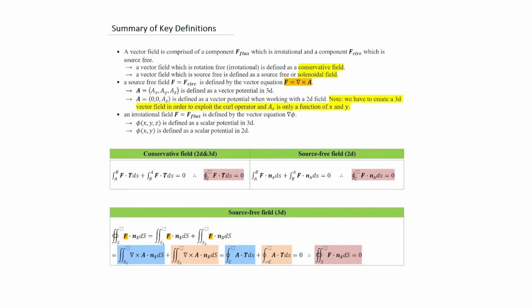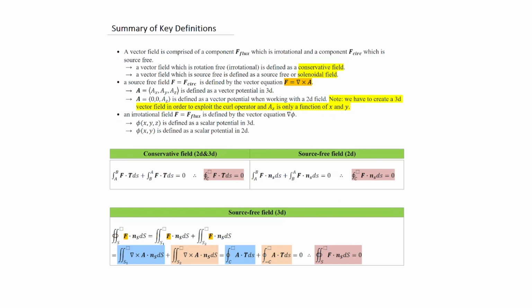Okay, so the last thing I want to do is to summarize some of the key definitions. All right, so let's go through these in turn. First is that a vector field is comprised of a component F flux, which is irrotational, and a component F circ, which is source free. And again, this is just a question of convention of names.